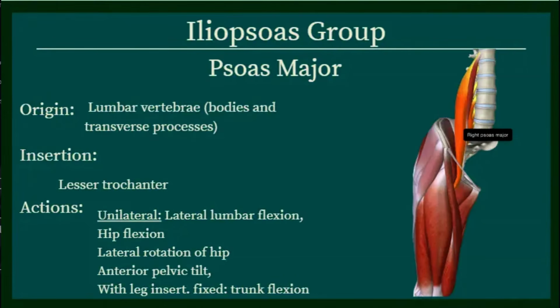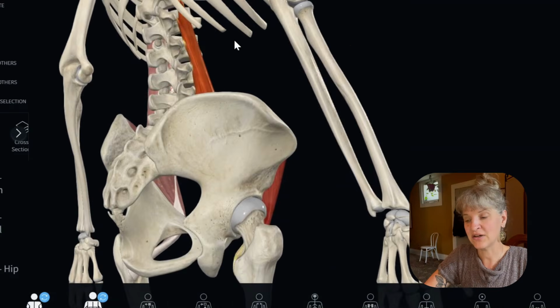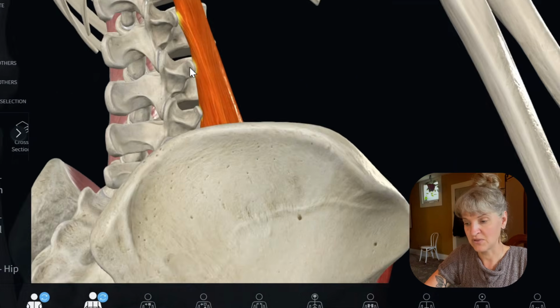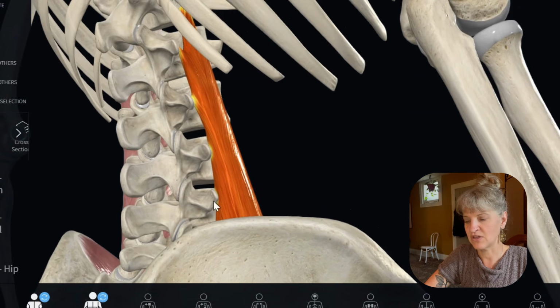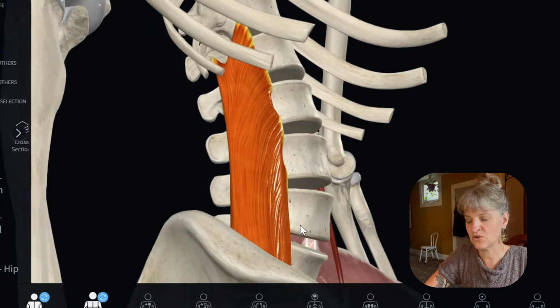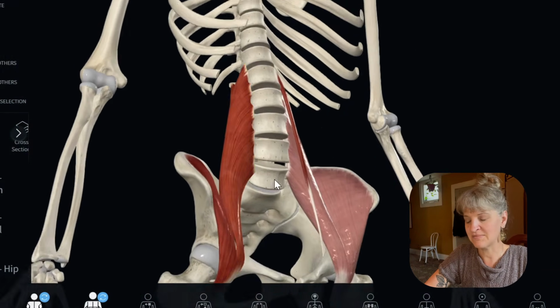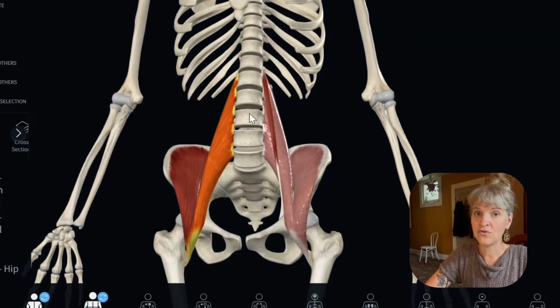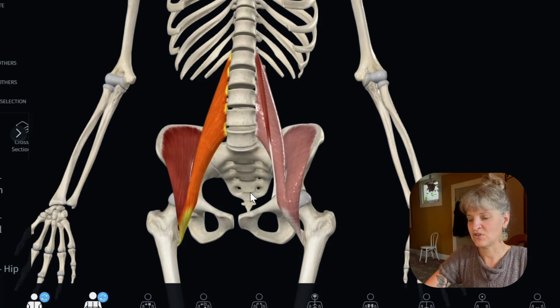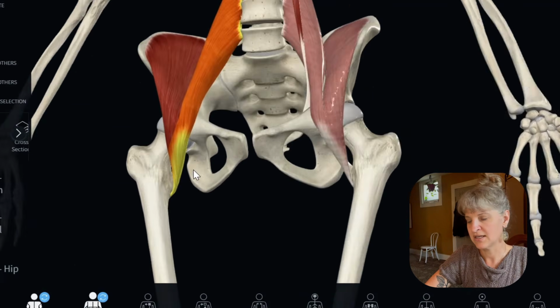The psoas major is the one I'm going to talk about first. There it is, attaching at the lumbar vertebrae on the anterior aspect of the lumbar spine, so the bodies and the transverse processes. So it's deep inside your core. The way that we access that muscle is to go in through the abdomen to massage it. I've done it many times, and it's not something to be afraid of. You just need to be properly trained. It comes down and attaches to the lesser trochanter of the femur.